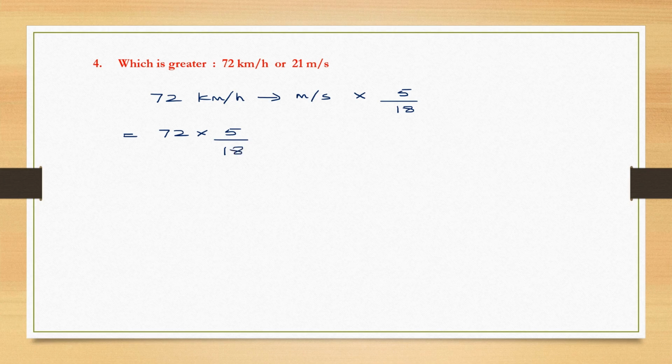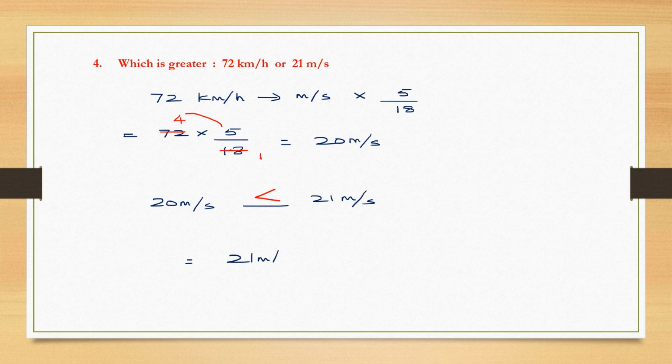Now here we can cancel. 18 ones are 18 and 18 fours are 72. Now multiply the numerators. 4 fives are 20. So now this has become 20 meter per second. So now let's compare. On the left side we have 20 meter per second and on the right side we have 21 meter per second. So now both are the same units. So we just have to look at the numbers. This is 20, this is 21, and we know that 21 meter per second is greater. So the answer is 21 meter per second is greater. So this is our answer.